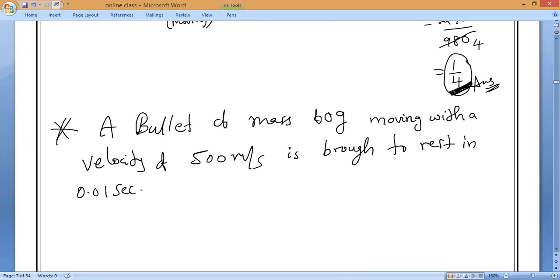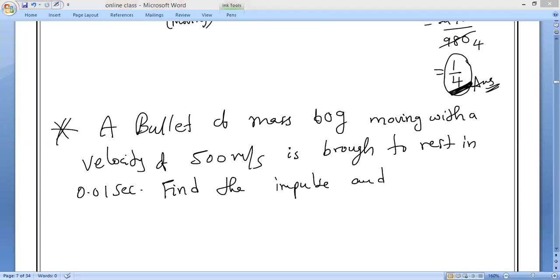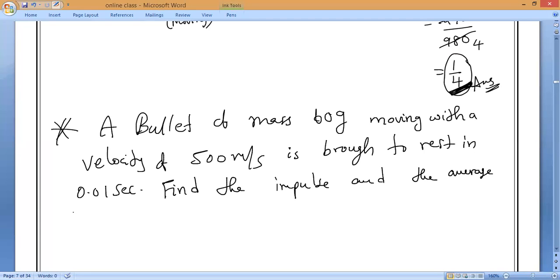So it's very, very fast. It has been fast. It will exert more momentum or less momentum? Yes, more. That is because it has been brought to rest in a very small fraction of a second. Now find the impulse and the average force of blow. Impulse means what? Force into time. Yes or no?